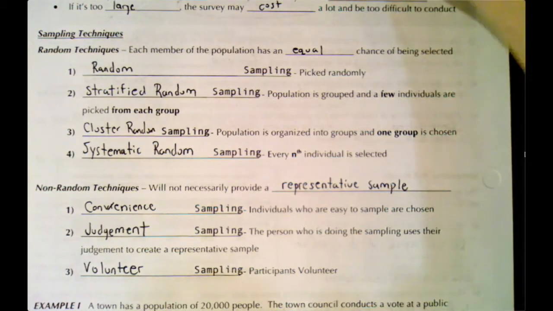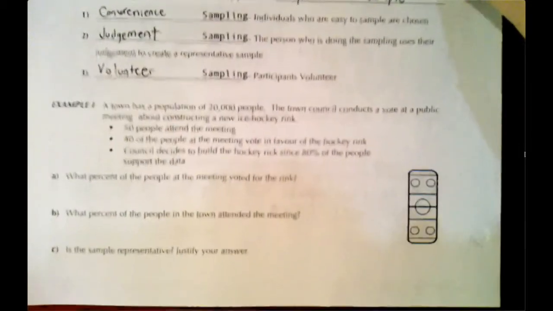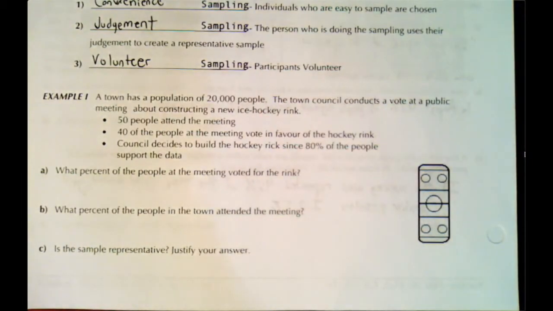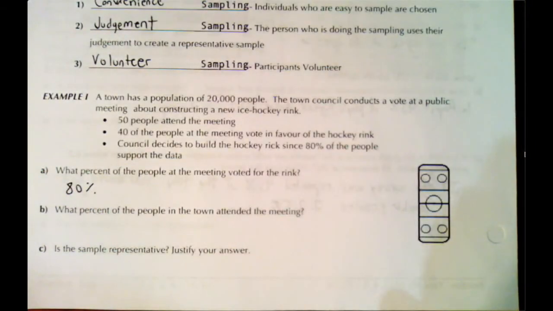Okay, let's work with sampling techniques. A town has a population of 20,000. The town council conducts a vote at a public meeting about constructing a new ice hockey rink. 50 people attend the meeting. 40 of the people at the meeting vote in favor of the hockey rink, and council decides to build an ice hockey rink since 80% of the people support it. So what percent of the meeting voted for the rink? 80%.